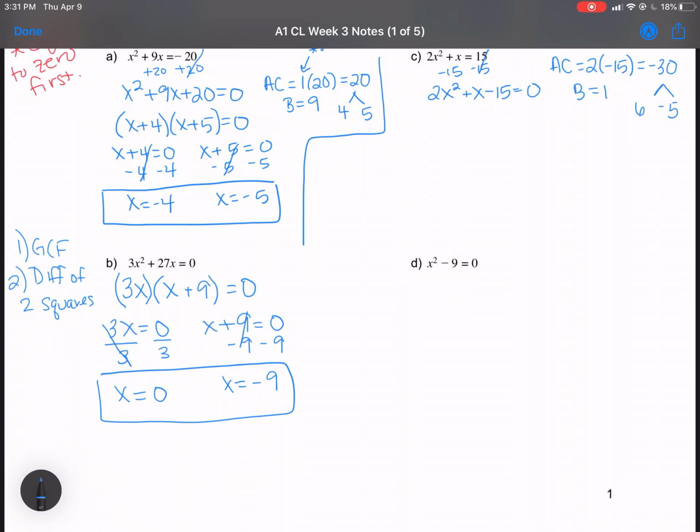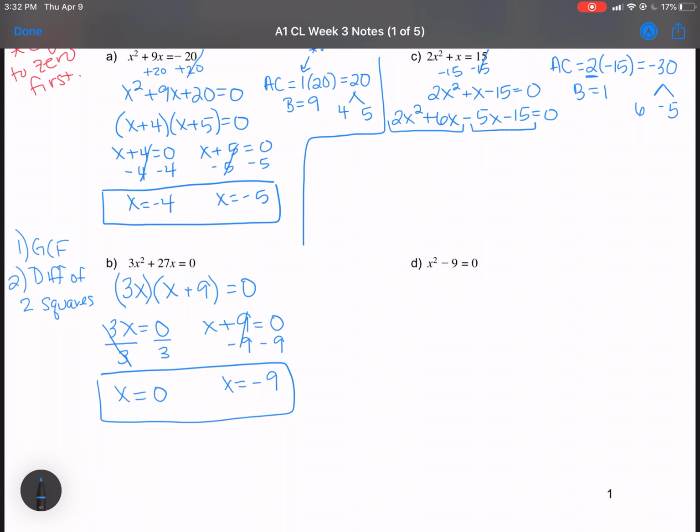Now, since a isn't 1, it's 2, we can't use our shortcut. So we're going to plug that in. So we have 2x squared plus 6x minus 5x minus 15 equals 0. And then factor by grouping. So we're going to group our first two and group our last two.